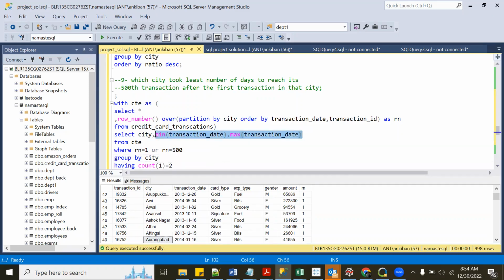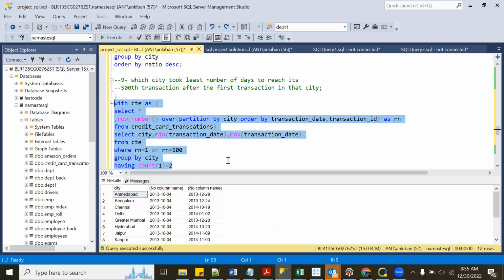We can also say having min not equal to max. This will also work, right? If a city has only one transaction, minimum and maximum will be the same. If I say not equal to, then this will also work. But this is more efficient, don't you feel? So we had only 12 cities which reached 500 transactions, right?